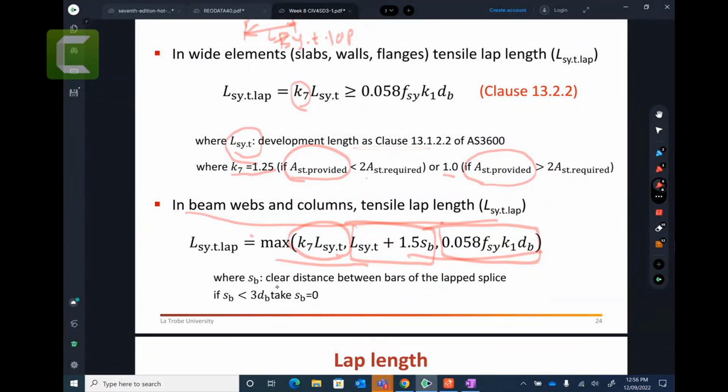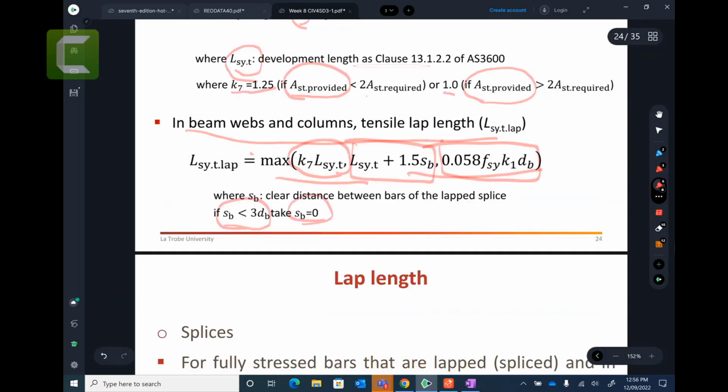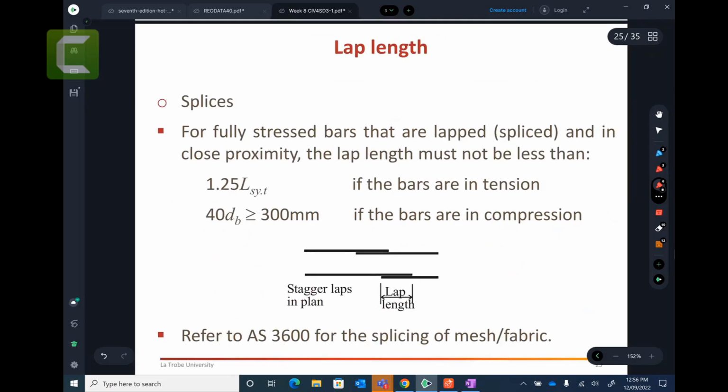So Sb is the clear distance between the bars in the lap splice. So Sb would be 3 or Sb equal to 0. Now splice for fully stressed bars that are lap spliced and closely proximate, the lap length must not be less than, I already explained this, lap lengths.